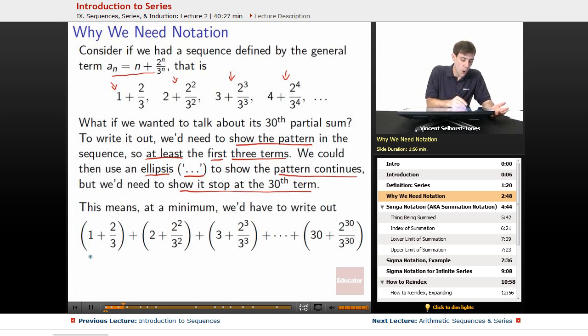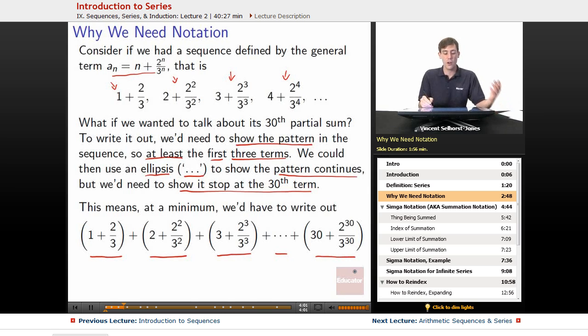So we'd have to write out 1 plus 2 over 3, plus 2 plus 2 squared over 3 squared, plus 3 plus 2 cubed over 3 cubed, plus ... plus 30 plus 2 to the 30th over 3 to the 30th, right?